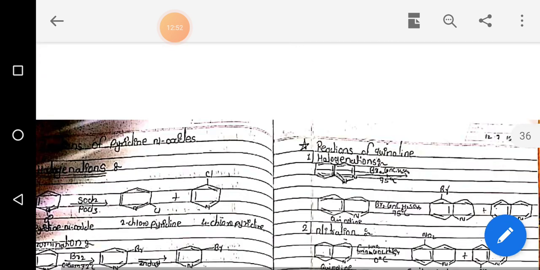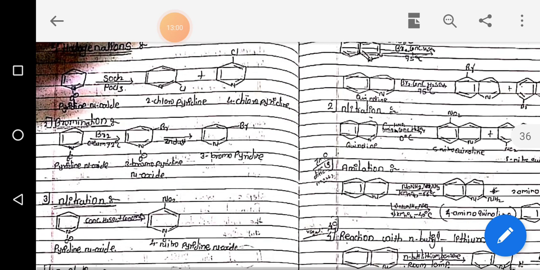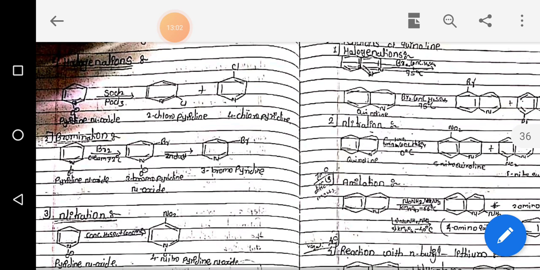Next one is the reaction of quinolines. This is all about the reactions of pyridine N-oxide. First reaction is chlorination. For the chlorination of pyridine N-oxide, the reagent SOCl2 is used along with POCl3, which is also used as a Lewis acid. It helps the reaction, and the substitution takes place easily at positions 2 and 4, so that we get 2-chloropyridine and 4-chloropyridine as the two products.